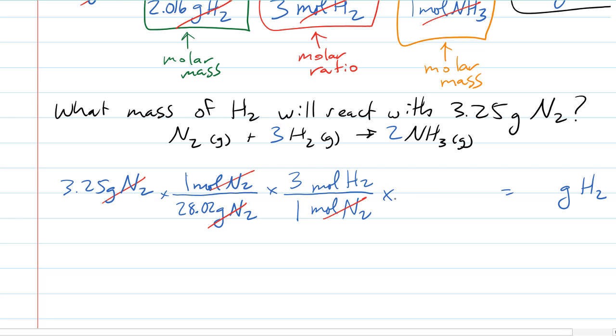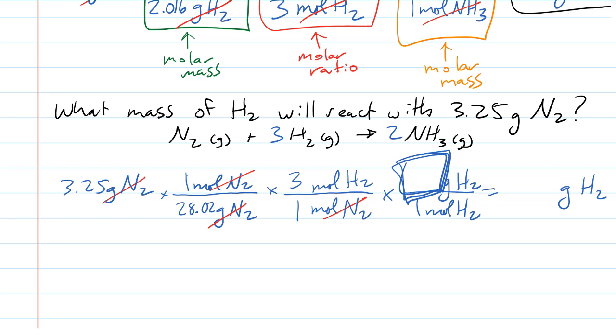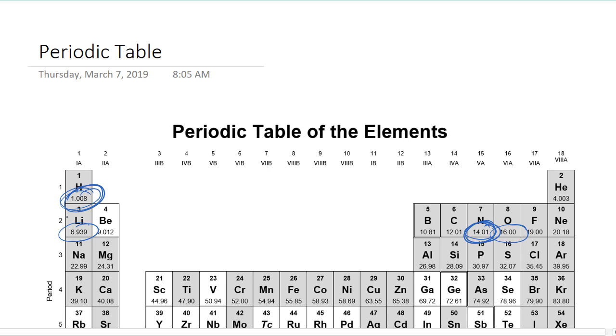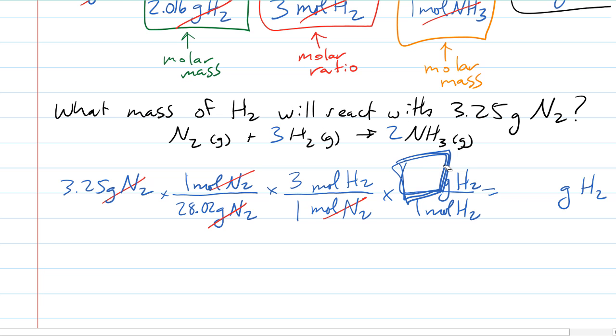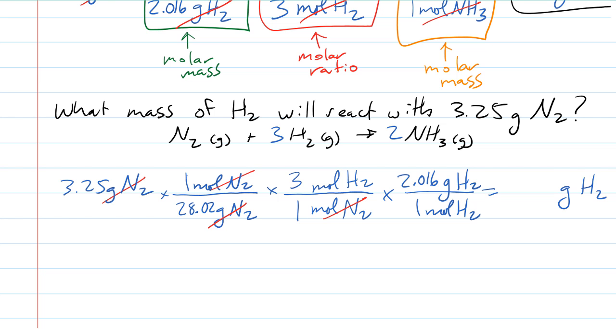And then we have one more step. We have moles of H2. We're trying to get over to grams of H2. So on the bottom here, we'd put in 1 mole of H2. On the top, we'd put in grams of H2. How do we get the grams of H2? Atomic masses. We come back here. The atomic mass of hydrogen is 1.008. We multiply that by 2. We do that, we wind up getting 2.016. And moles of H2 are going to cancel out.